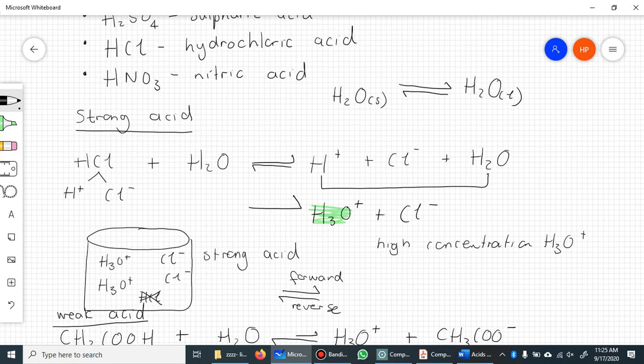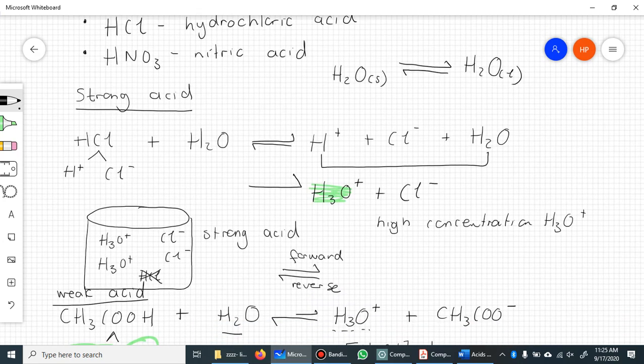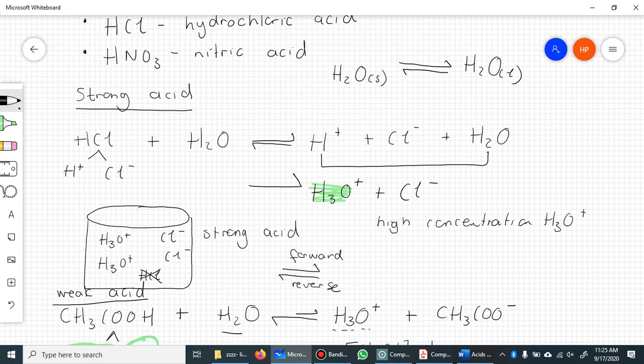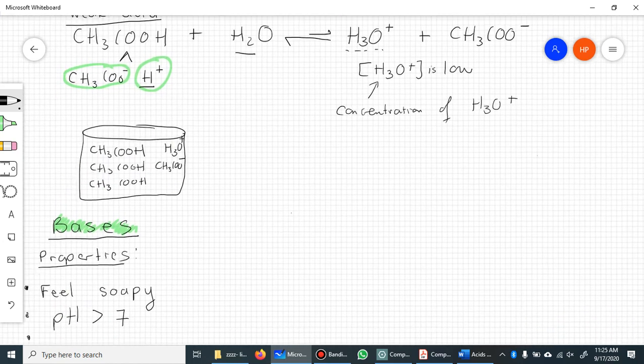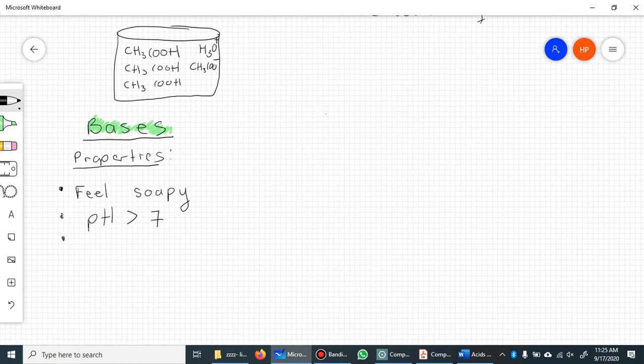And then we spoke about the properties of a strong acid is that it ionizes completely in water, meaning it breaks up completely in water. Then we spoke about a weak acid and the fact that it does not ionize completely, it ionizes partially in water, and it gives a very low concentration of hydronium ions. Then we moved on to bases and said that bases feel soapy. You'll actually see that your soaps contain sodium hydroxide if you look at the back of the ingredients, and that's what makes it feel soapy, and the pH is above 7.